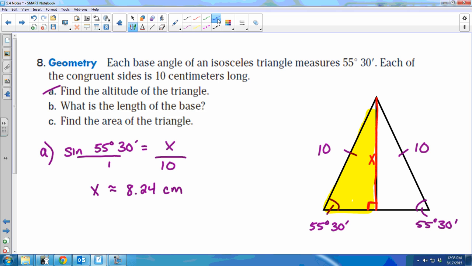All right, on B, what is the length of the base? Well, the base is this whole bottom of this isosceles triangle. I can find half of it by looking at this right triangle. So this time I'm looking for the adjacent side and I have the hypotenuse. So I use cosine equals x over 10.